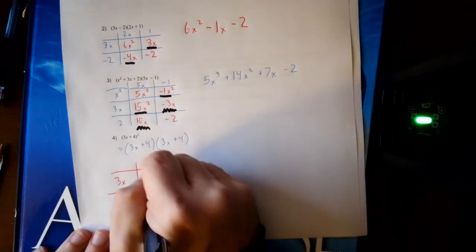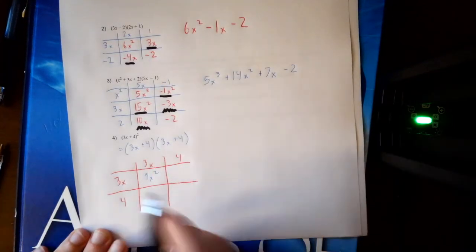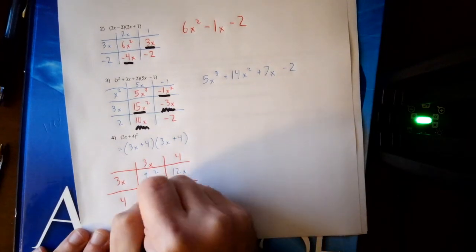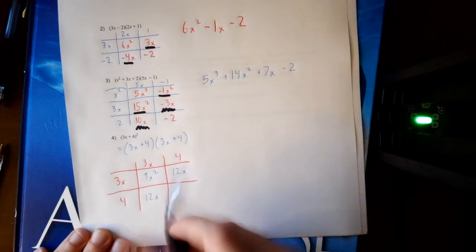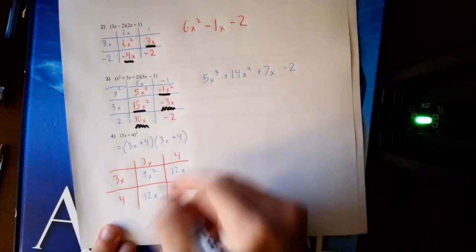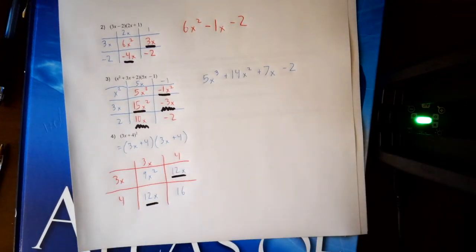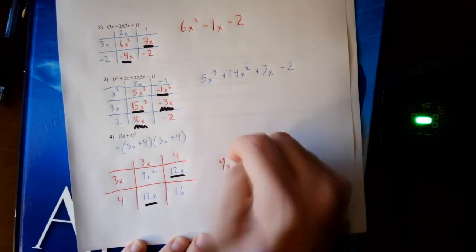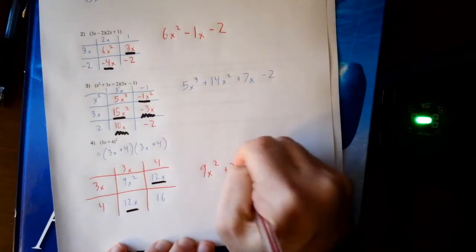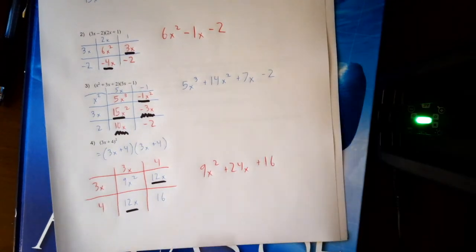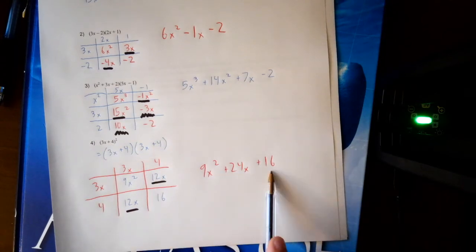3x times 3x is 9x squared. 3x and 4 is 12x. 4 and 3x is 12x. And 4 and 4 is 16 when I multiply. I got some like terms here, so I'll make sure I combine those when I go to write my answer. Let's see, 9x squared stands alone. 12x and 12x make 24x when I combine them. And 16 stands alone. So 3x plus 4 squared is actually 9x squared plus 24x plus 16.